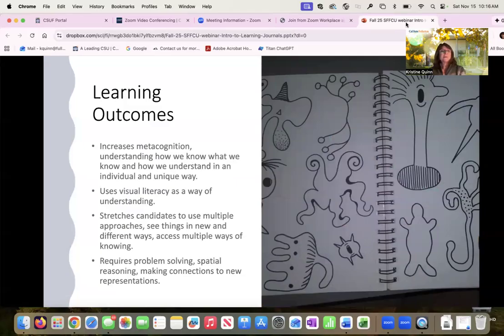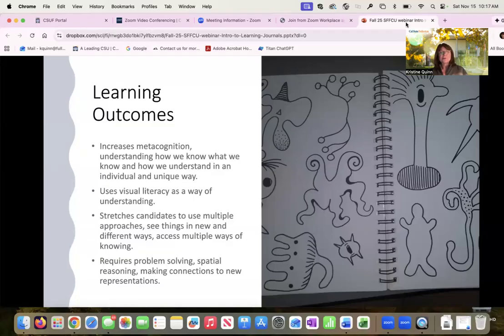More learning outcomes. This activity increases metacognition and the understanding of how we know what we know, right? And that we do this in individual and unique ways, and we need opportunities for individual and unique responses and individual and unique reflections. They use visual literacy as a way of understanding. This idea stretches students, and in this point I say teacher candidates because those are my students, but any students, K through 12 and even into adulthood.